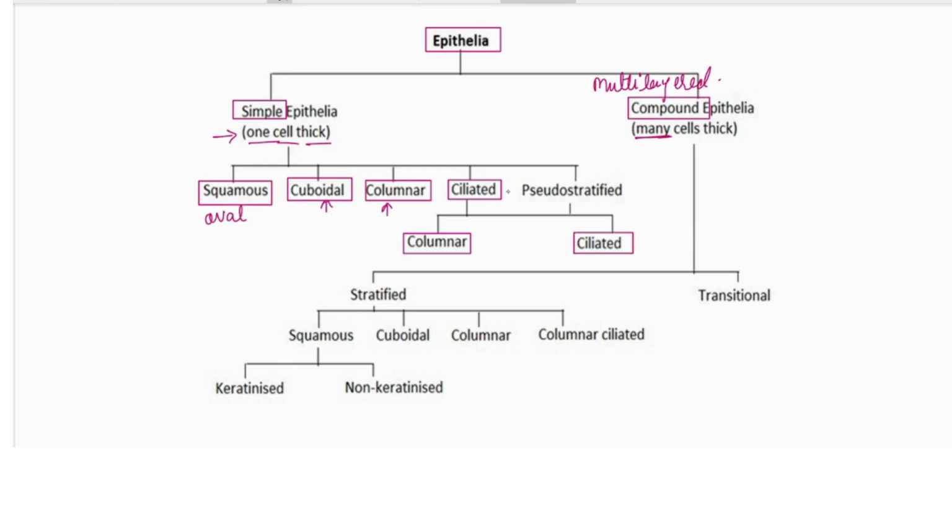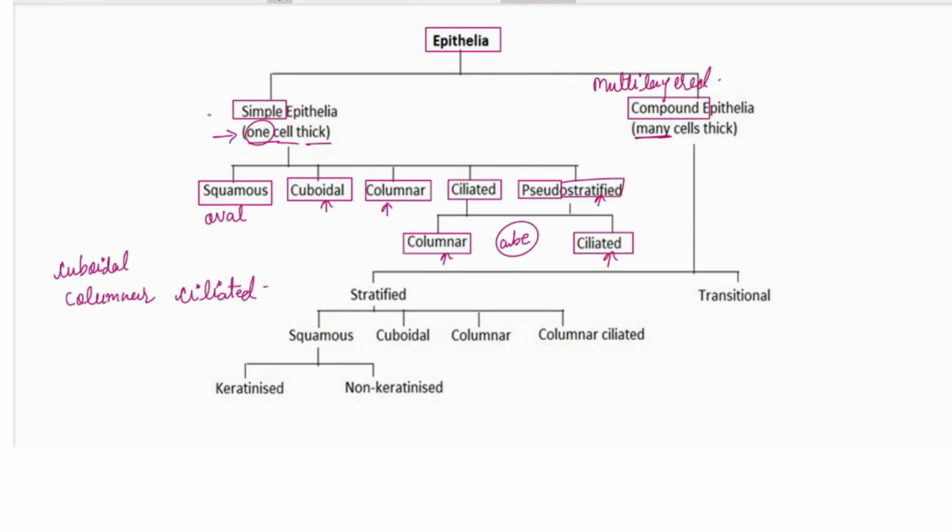So on the basis of this ciliated epithelium, we can say maybe the cuboidal ciliated or maybe the columnar ciliated epithelium. But they all are part of the single layer. Then pseudostratified, in the sense that maybe it has the column shape, maybe it has the cuboidal shape, but maybe it has cilia or maybe not. So that is the epithelium.